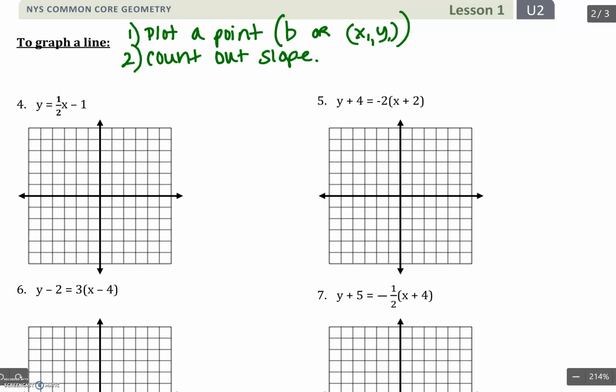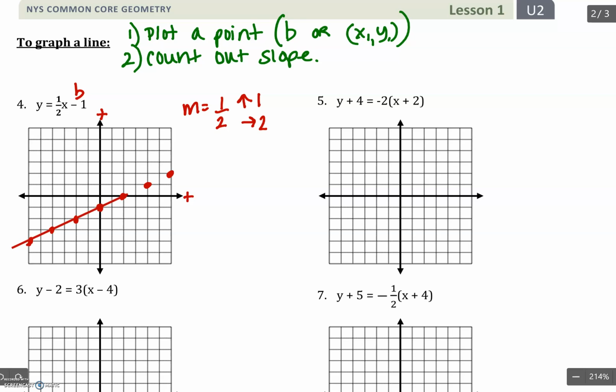Okay, so for number 4, this should be review from Algebra 1. You're first going to plot your y-intercept as -1, and then your slope is 1/2. So remember, that's rise over run. We're going up 1 and right 2, because they're both positive, and positive values are up and right. So from your y-intercept, up 1, right 2, up 1, right 2, and you do as many as you can fit, and then you can do the complete opposite, down 1, left 2. And now you have a line.